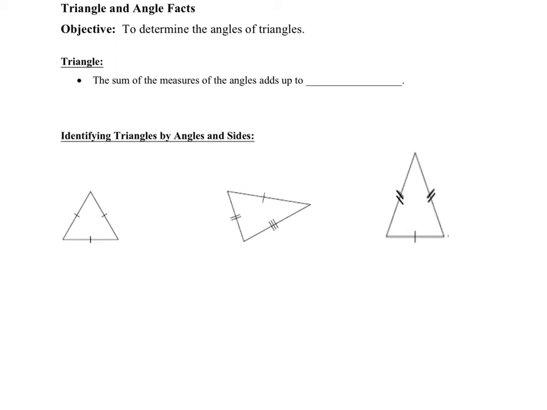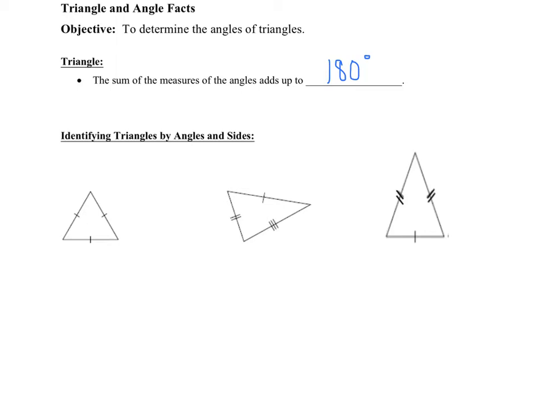Today we're going to talk about triangle and angle facts. So our objective for today is to determine the angles of triangles. The sum of the measures of the angles of every triangle adds up to 180 degrees. So all of the angles together, the interior of your triangle, is equal to 180.